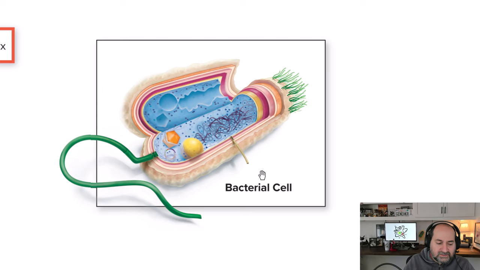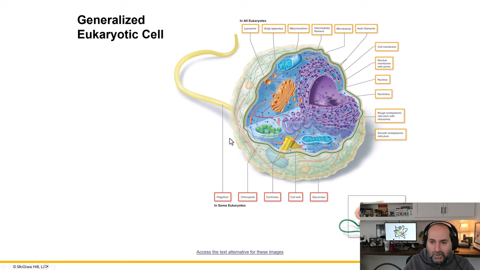And the reason it's smaller is because it doesn't have all these bulky structures inside, right? So remember that a prokaryotic cell is usually about 1 to 5 micrometers in diameter, whereas a eukaryotic cell is usually between 10 and 50 micrometers in diameter. This means that a prokaryotic cell is typically 10 to 50 times smaller than a eukaryotic cell.